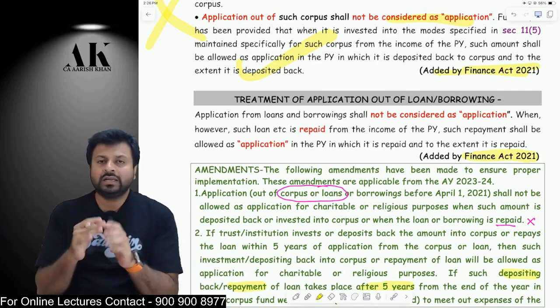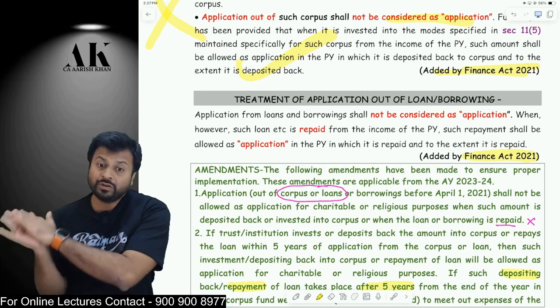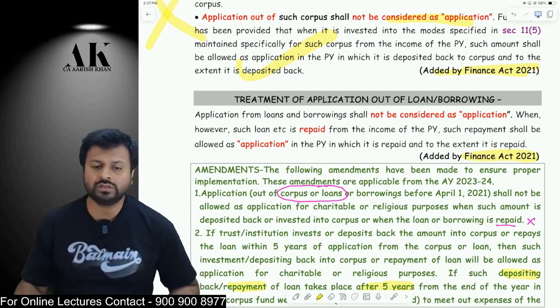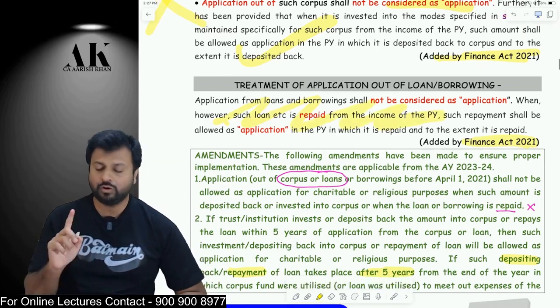Now, if you take a loan and if you purchase a building, it is not allowed as a deduction. It will be allowed as a deduction when you repay the loan. Whenever you will repay the loan, in that year, you will get the deduction under the income tax law. Check please here. Okay. I hope it is clear to all of you.